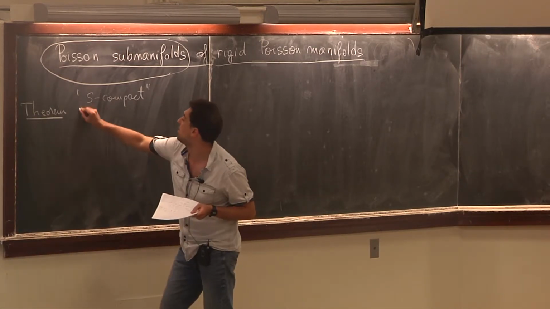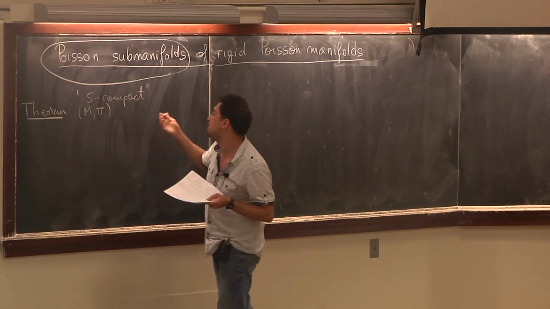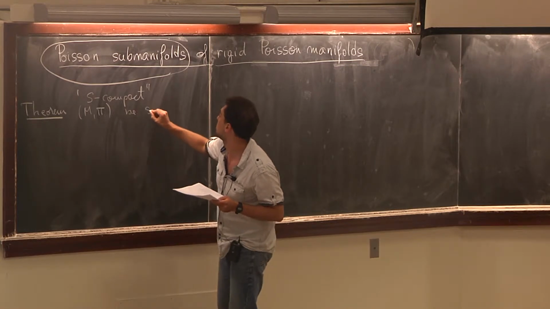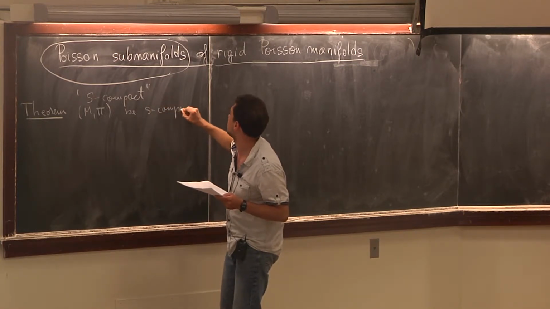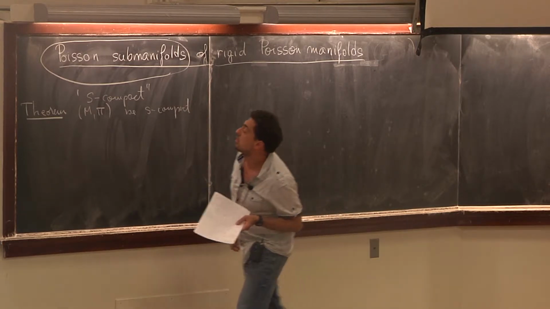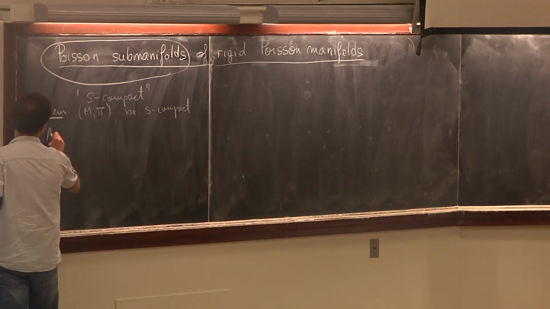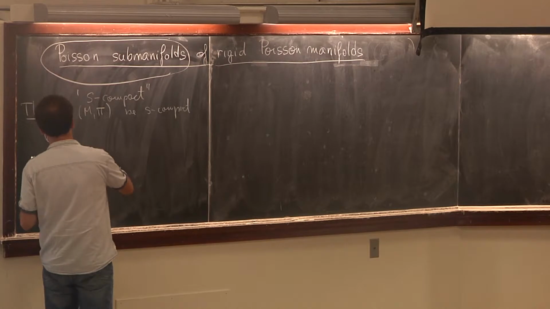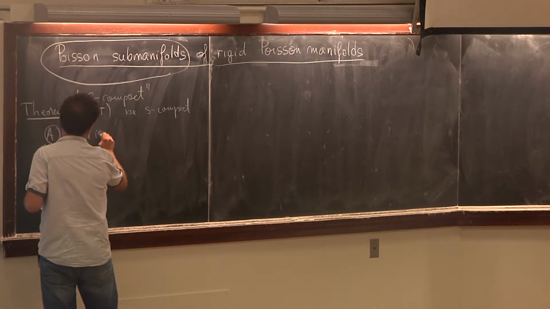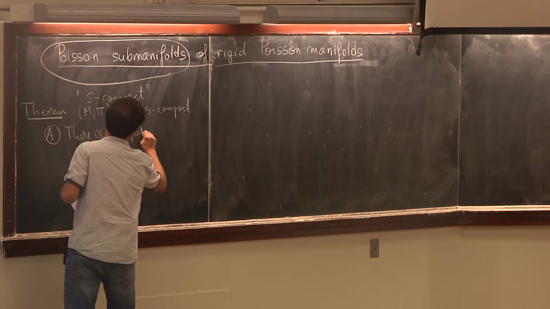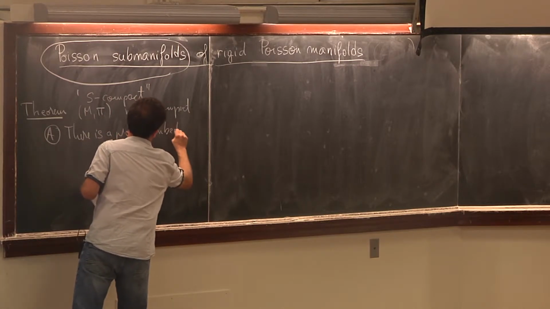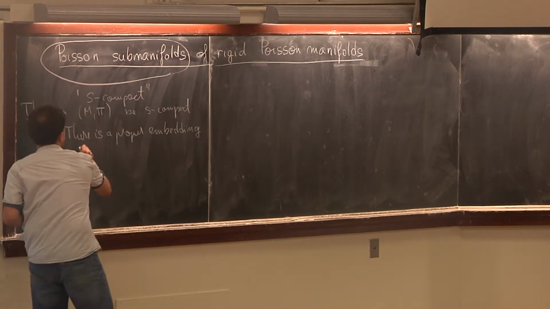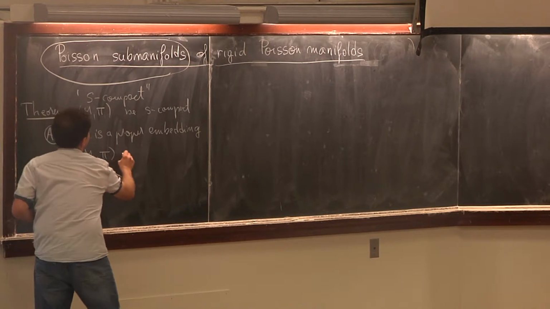So first, start with a Poisson manifold (M, pi), which is S-compact. And there are two conclusions. So basically there are two different theorems. The first part is that there exists such an embedding into a rigid one. So there is a proper embedding of this S-compact Poisson manifold into a rigid Poisson manifold.